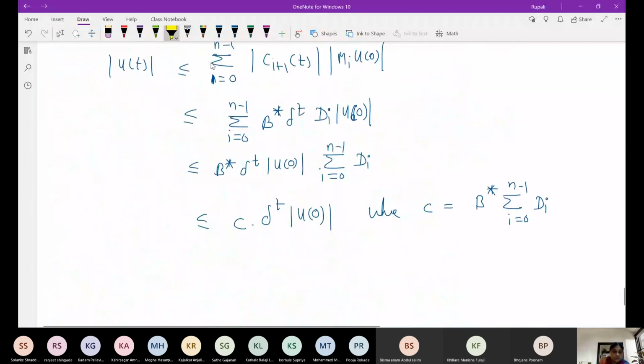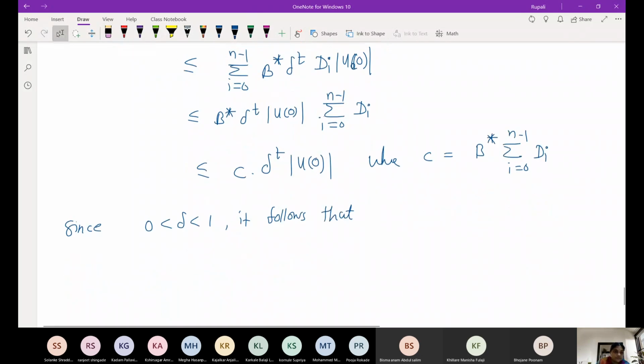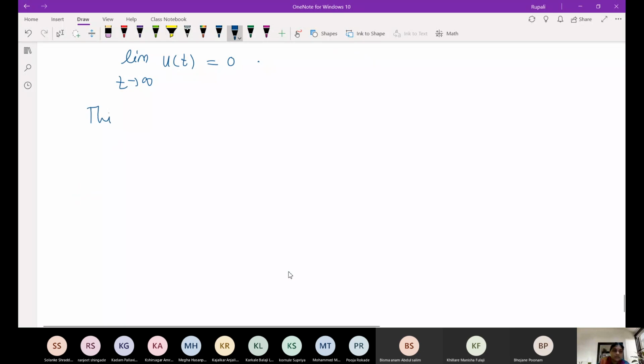And since 0 strictly less than delta strictly less than 1, it follows that limit t tends to infinity, ut must be 0. Is that right? This completes the theorem. Is that okay?